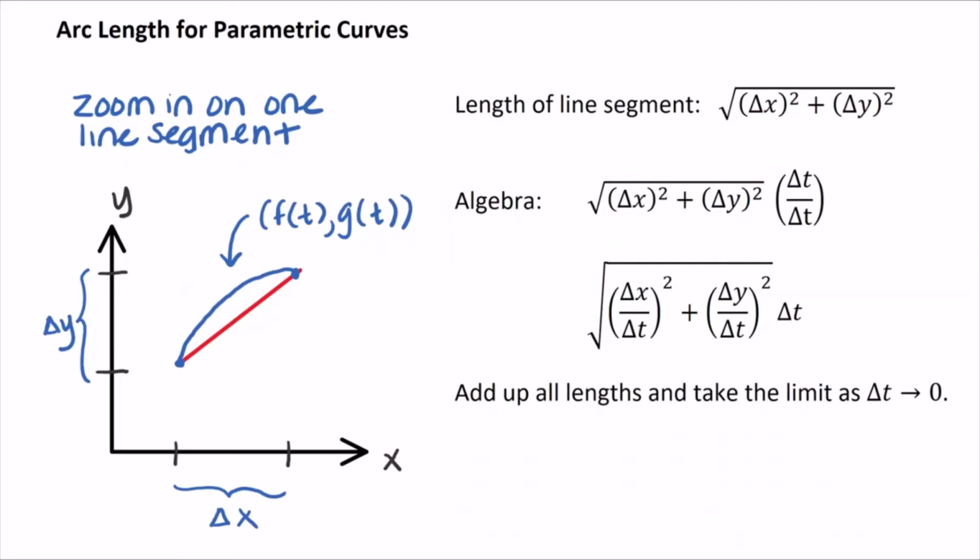So finally, to get the total length of the curve exactly, we'll add up the lengths of all of the line segments, and then take the limit as delta t goes to 0, which is equivalent to the number of line segments going to infinity. By the fundamental theorem of calculus, this will tell us that our arc length L is equal to the definite integral from a to b of the square root of the quantity f prime of t squared plus g prime of t squared dt.